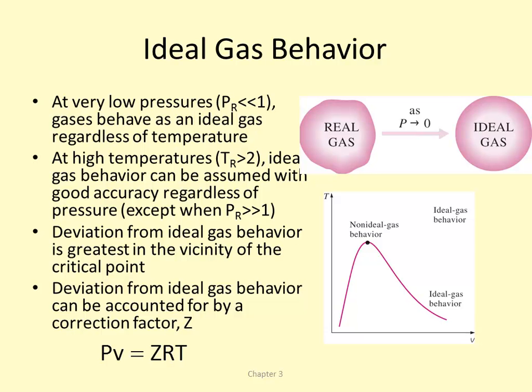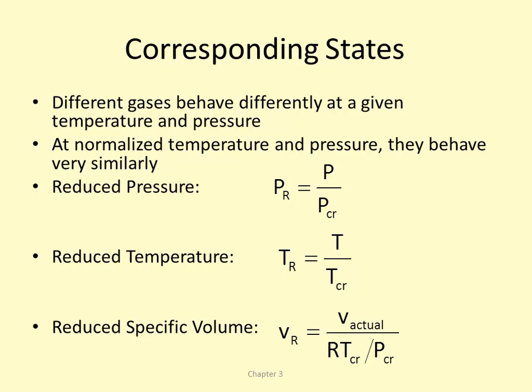But we can correct for the deviation from ideal gas behavior. So let's say that we're operating somewhere in this region where we're not totally at a high temperature, we're not really at a low pressure, so we try to find something here. We can calculate this correction factor Z, which allows us to get a little bit closer to the actual value in our calculations.